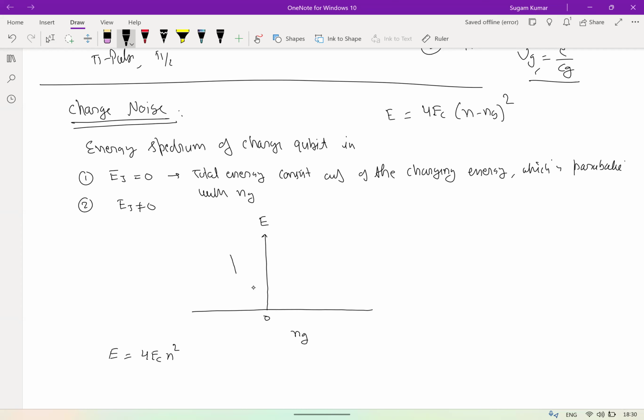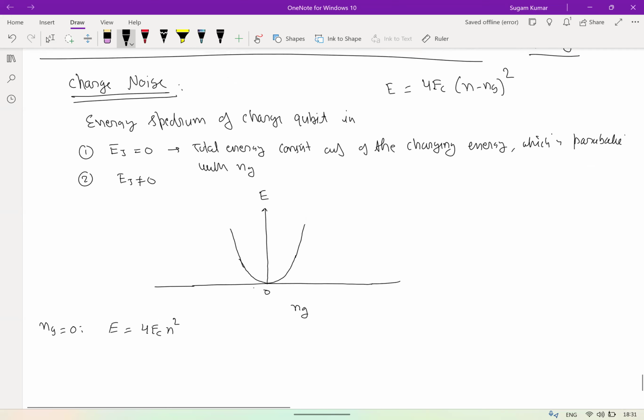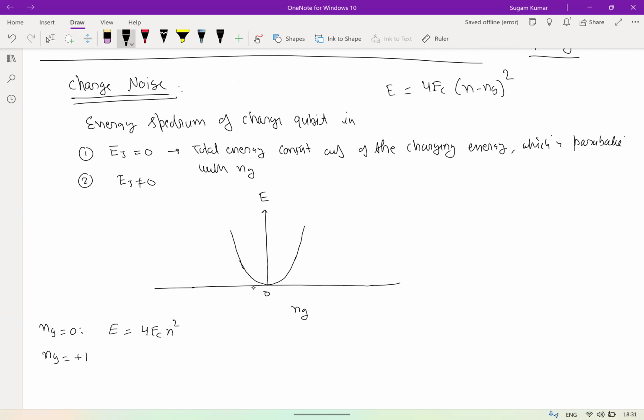So this E, when you plot, is going to be a parabola, like this way. This is the case when Ng equals 0. But if Ng equals, let us say, plus 1, then in that situation this E is going to be 4 times EC, n minus 1 whole square. This parabola will be there. So let us say this is Ng equal to 1, this is Ng equal to 2, Ng equal to 3. Here you will get another parabola. Similarly, when Ng equals minus 1, you will get another parabola here, and so on.